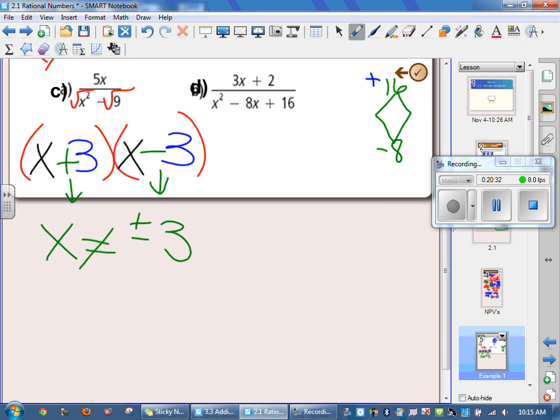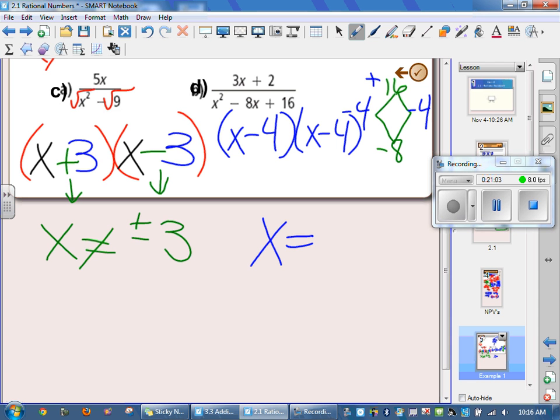So what times what gives you 16 and adds to 8? 4 and 4, good. So negative 4 and negative 4. So now I know my brackets are going to be x subtract 4 and x subtract 4. Those are my brackets. So what would be my non-permissible value here? Do I have one non-permissible or two this time? Just one this time. So what can x not be here? Positive 4. Good. So this one's talking about creating rational expressions that are equivalent.